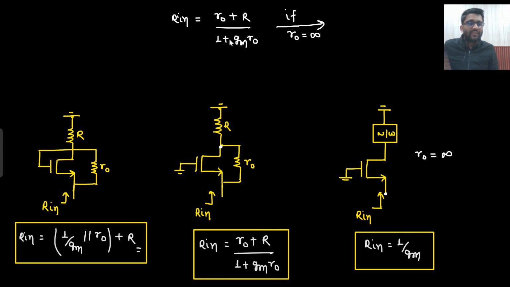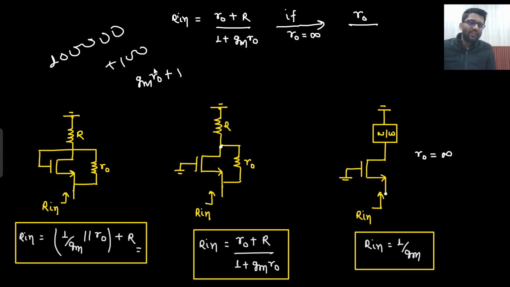R0 plus R, that means R0 is very large. R0 is infinity means, let's just say it is some this much and R is some 100. So can I reduce R0 plus R equivalent to R0 only? Yes, because R0 is very large. What is this GM R0 plus 1? Since R0 is very large, this quantity is also very large. So I can ignore 1 as well.